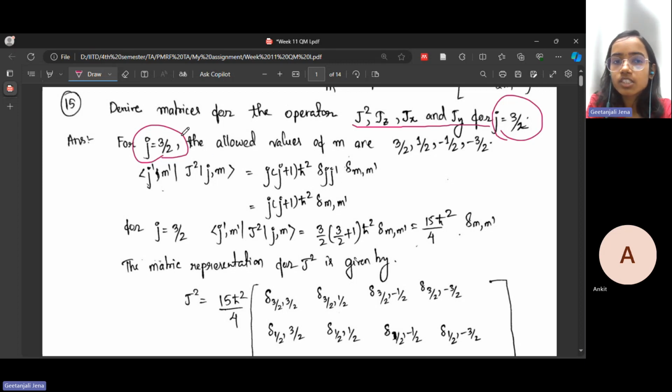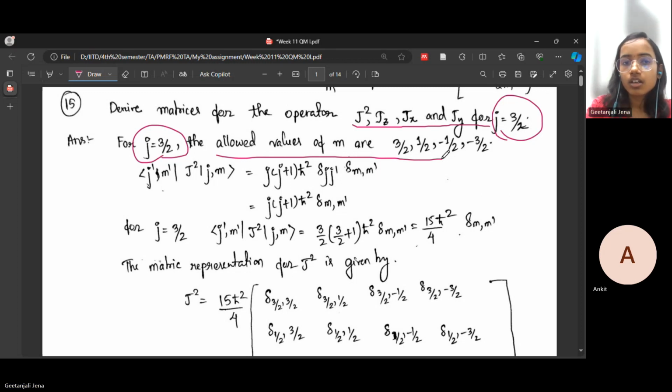For j equal to 3 by 2, the allowed values of m will be 3 by 2, half, minus half, and minus 3 by 2. You already know that for a given j, the values of m range from minus j to plus j in steps of 1. Now, to determine the matrix element of j square, you have to take the expectation value of j square in two different states, one is jm and the other one is j prime and m prime.